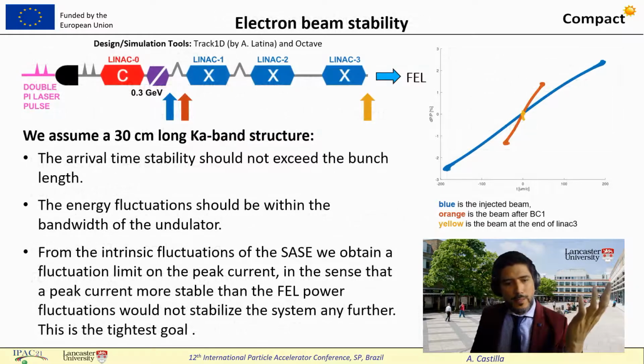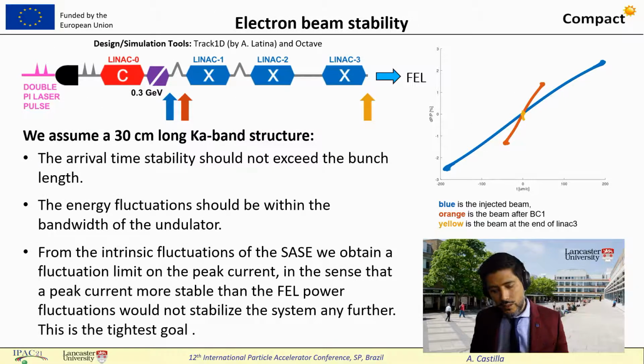For the stability conditions, we use the criteria established in the CDR for the XFEL, where it essentially describes that the bunch length will determine the arrival time stability, the bandwidth of the undulator will determine the energy fluctuation that we can digest, and SASE will tell us how much peak current fluctuation we can have. And this last one is actually the tightest of all the constraints that we are going to have for our machine.